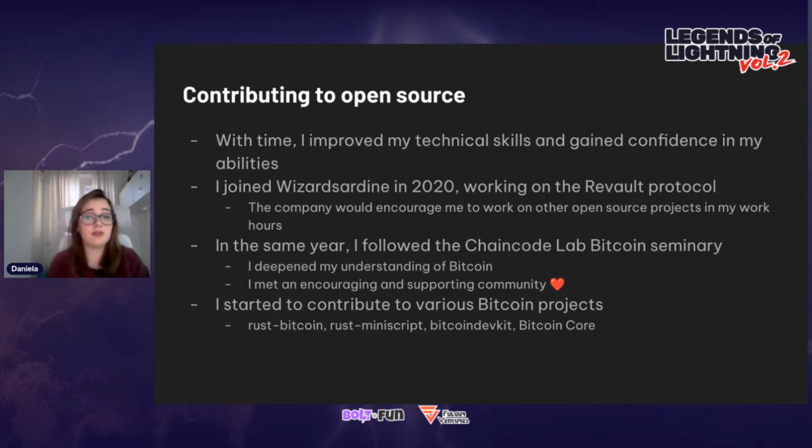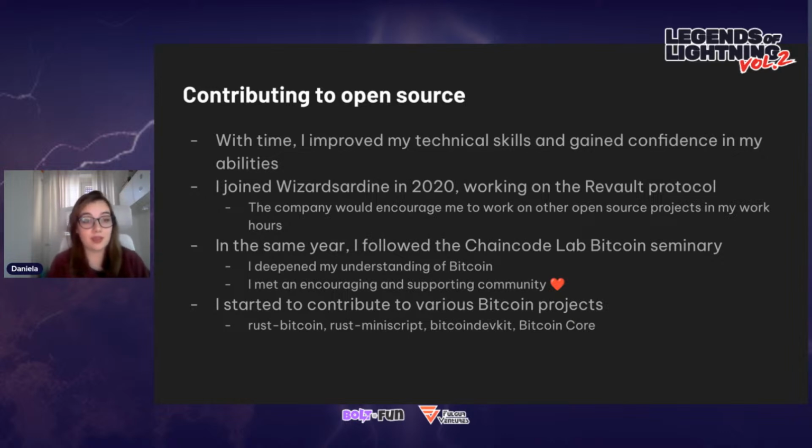In the same year, I followed the Chaincode Labs seminar. It was, I think, a 5 week long seminar on how Bitcoin, like on chain, works. I later joined the Lightning seminar as well. I deepened my understanding of Bitcoin, but more importantly, I met a lot of people who were encouraging and supporting, and they were in my own position. They also wanted to contribute to open source.